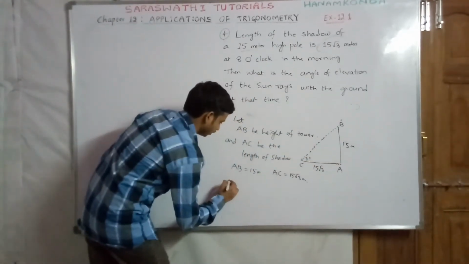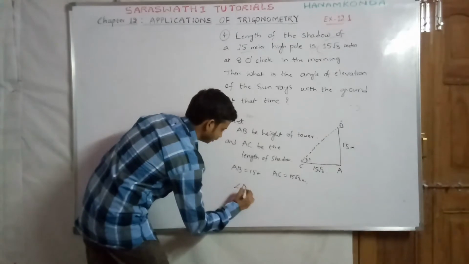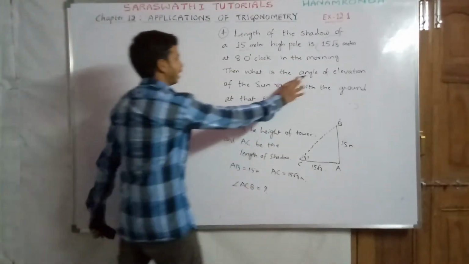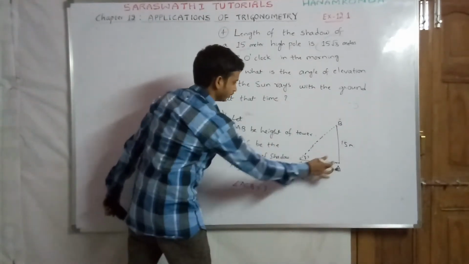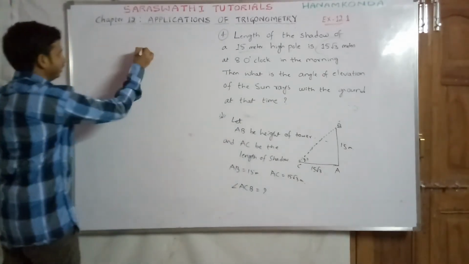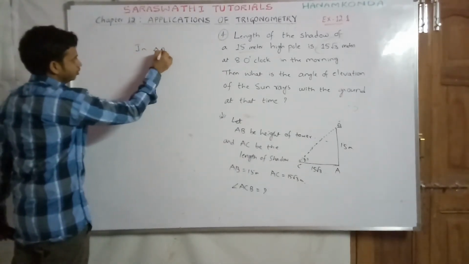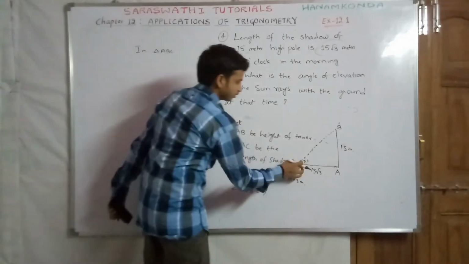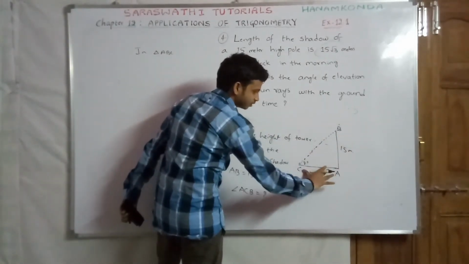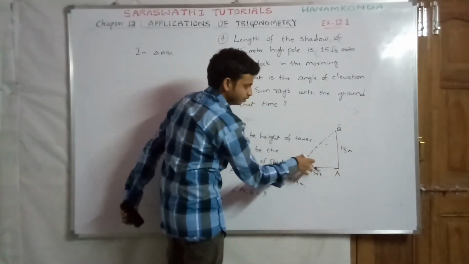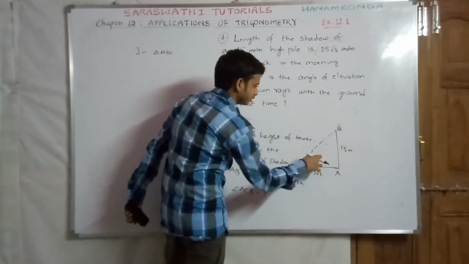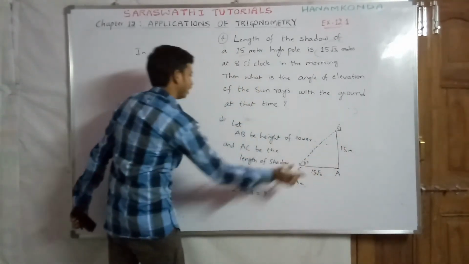So angle ACB we have to find. What is the angle of elevation of the sun rays with the ground? That means angle ACB. So in triangle ABC, we have to find angle C. The side opposite to C is given and the side adjacent to C is given. If we apply tan here, tan C is AB by AC, that means opposite by adjacent, so we can get the value of angle C.